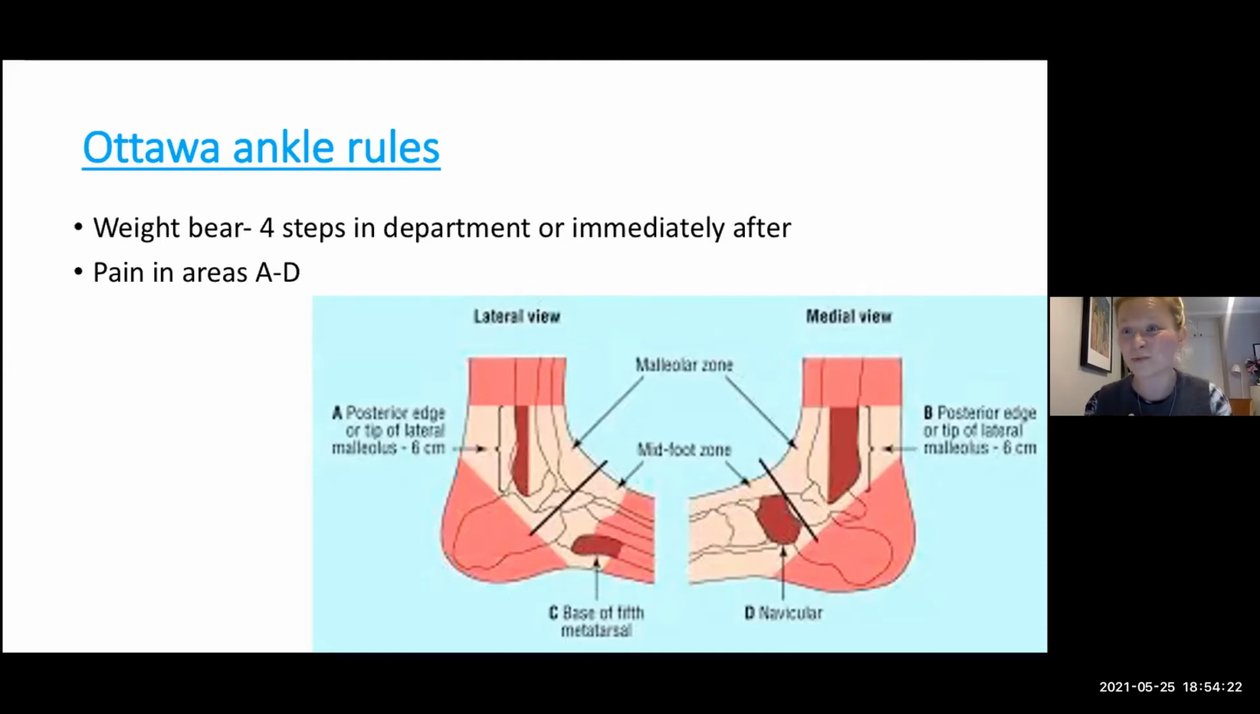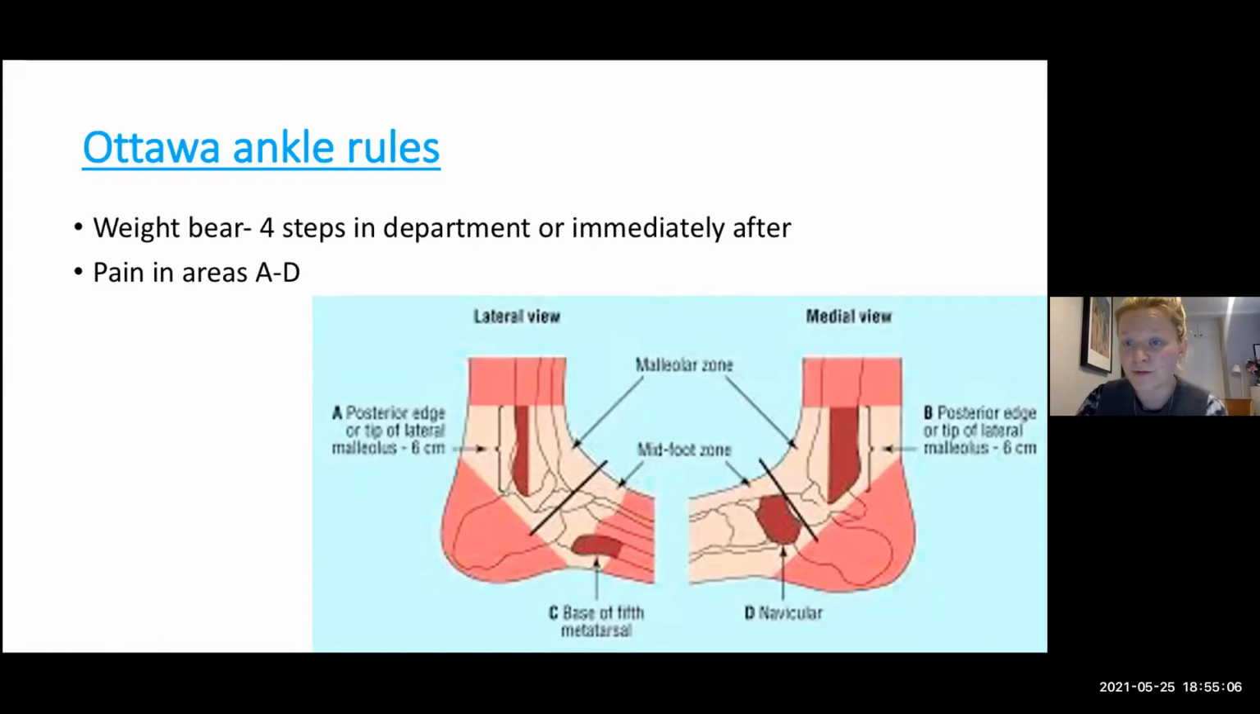And how it works is you ask a patient, have they weight bared since the injury? So have they been able to stand, walk around at all? Or are they able to walk 4 steps within the department? If there is pain to these areas here, so you've got the 6 centimeters of the distal fibula and the same on the medial aspect on the distal tibia. If there is pain on the midfoot zone here, just as you come onto the foot on the dorsal aspect, and is there pain on the 5th metatarsal? For any of these to be positive, so if there's pain, or if they're not able to weight bear or have not weight bared since the injury, then that is an indication to image the foot and ankle.